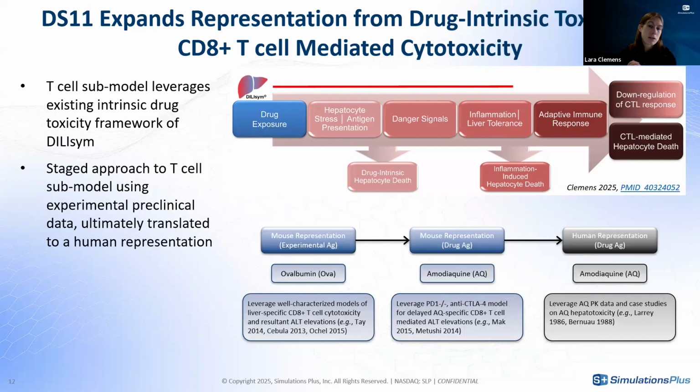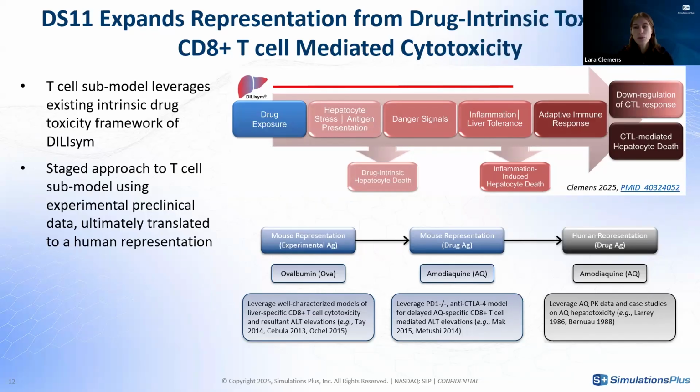And so how have we constructed this T-cell model? This has really been built in a staged approach, starting from all of the available mouse data, particularly for the experimental antigen ovalbumin, or OVA. And this allowed us to characterize how CD8 T cells expand and contract and their resulting ALT elevation. So this allowed us to calibrate the underlying dynamics of our model and the level of cell death that we might expect from a cytotoxic mediated event.